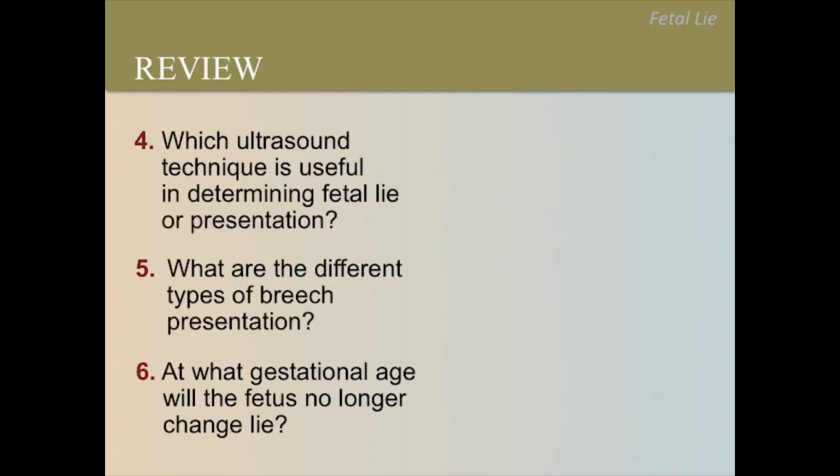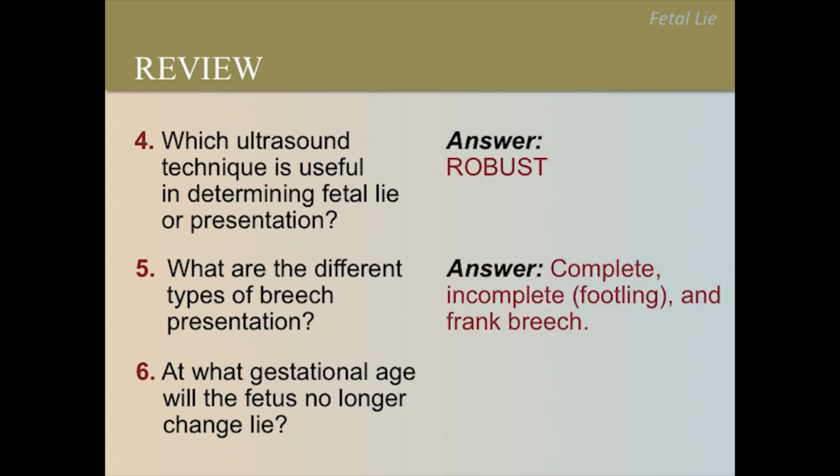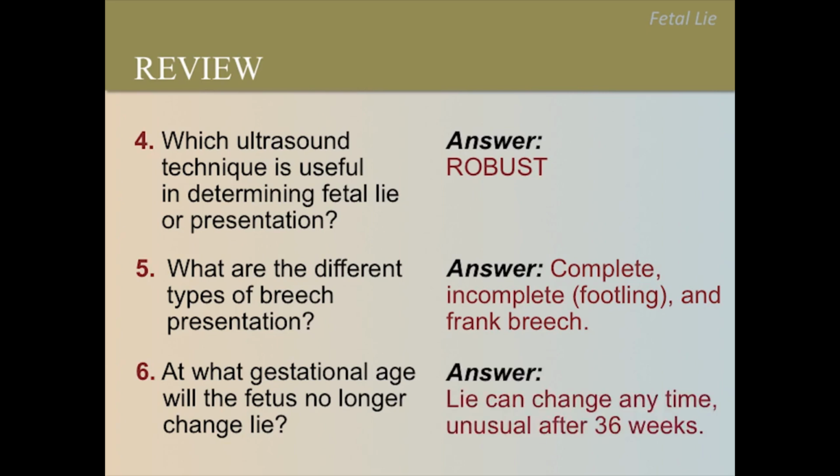Which ultrasound technique is useful in determining fetal lie or presentation? The answer is the robust scan. What are the different types of breech presentation? The answer is complete, incomplete or footling, and frank breech. At what gestational age will the fetus no longer change lie? The answer is that the fetus can change lie or presentation at any time, but it is unusual after 36 weeks.